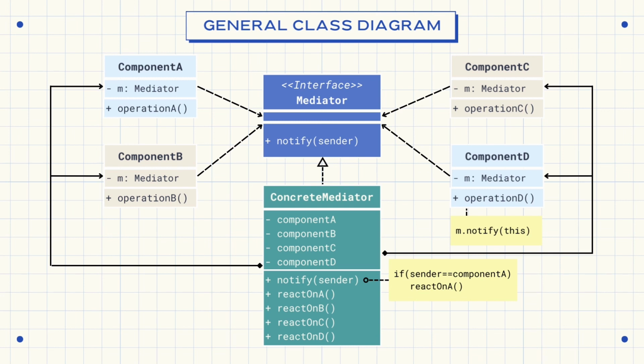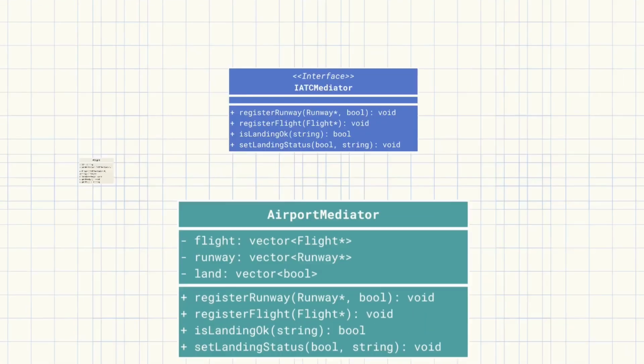And from a component's perspective, it all looks like a total black box. The sender doesn't know who ends up handling the request, and the receiver doesn't know who sent the request in the first place. This is the main concept of the mediator. And how can this be applied to our stated problem?